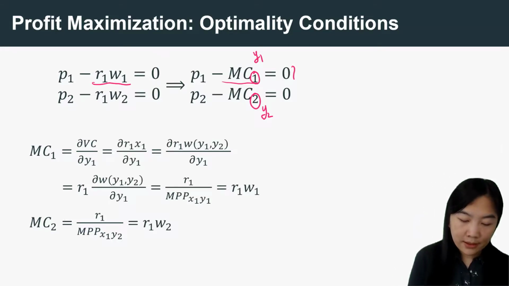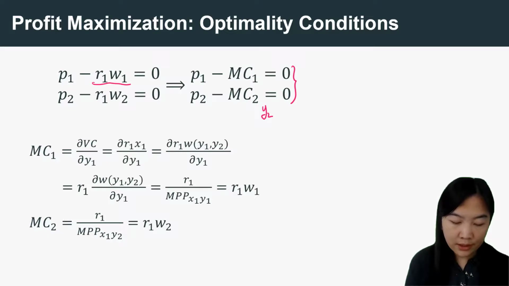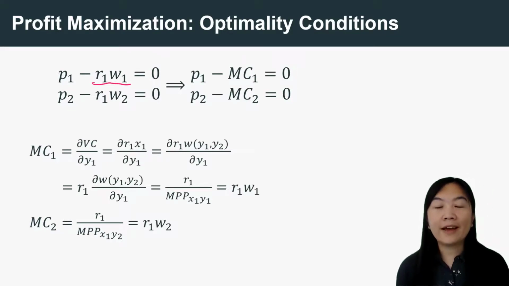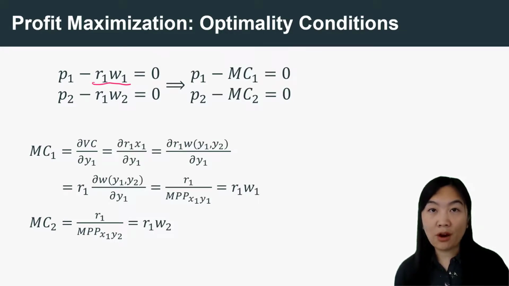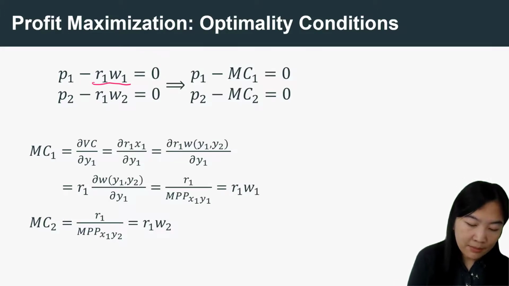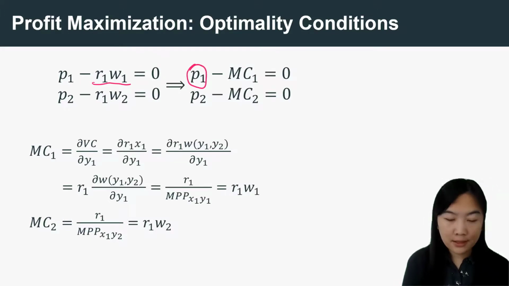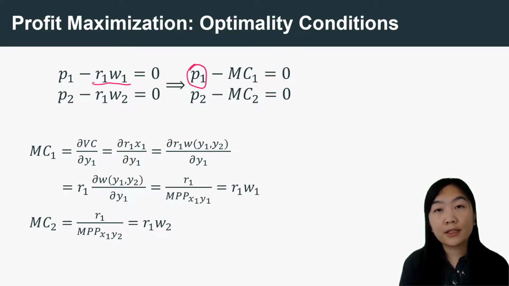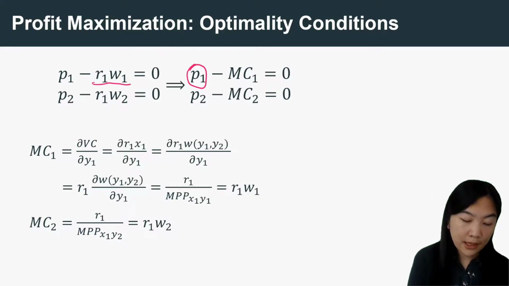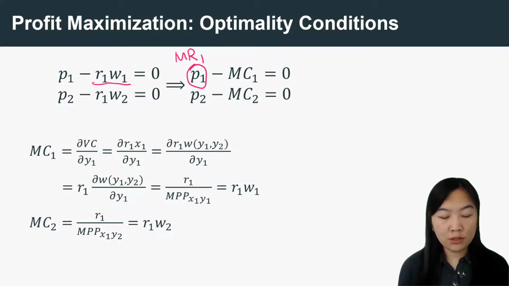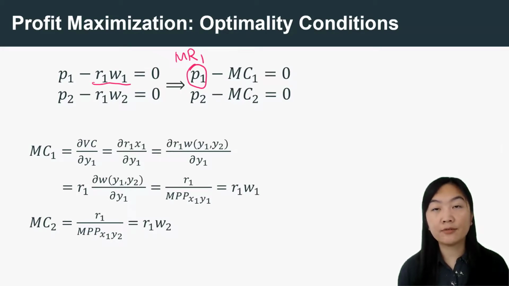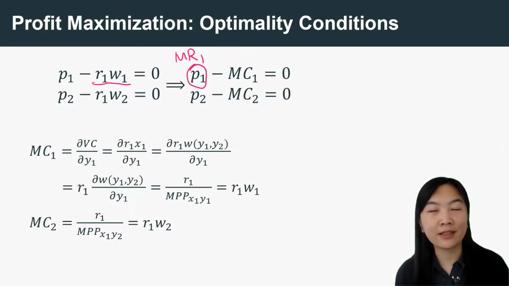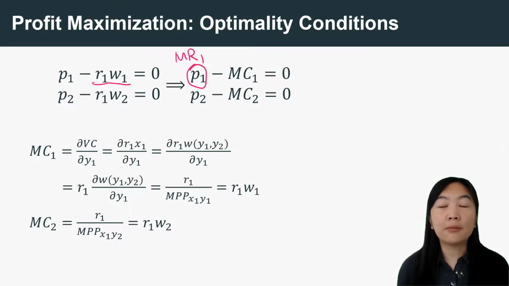So from this condition, the condition is actually saying that the output price has to equal the marginal cost. So remember this, we write P1 here, this is actually under perfect competition in the output market. And if there's not perfect competition, this is actually marginal revenue. So marginal revenue of the first output is equal to the marginal cost of the first output. And you guys are familiar with this condition, right? Marginal revenue equals marginal cost.